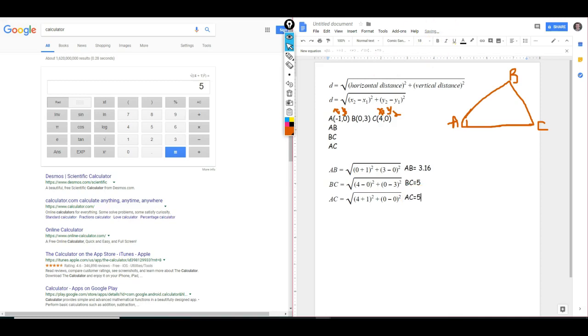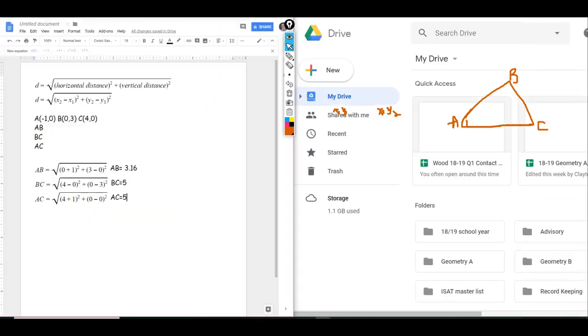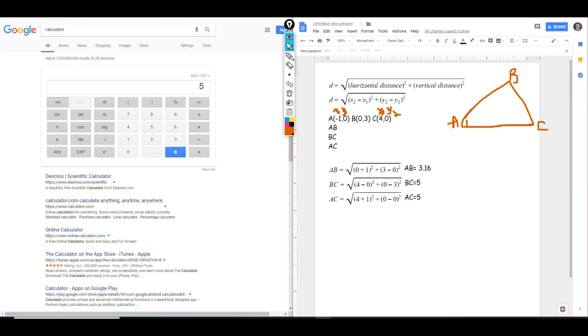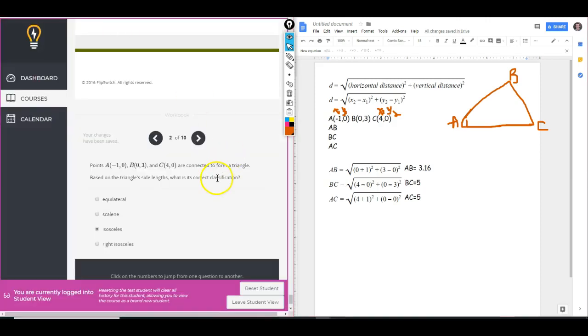Again, if you notice, we ended up with the same side lengths, 5 and 5 and 3.16. So there's two different tools that you can use in order to solve for this question. I showed you both. If you want to use GeoGebra, that's totally fine. Please just rewatch the beginning of this video and step through it or play around with GeoGebra till you figure it out. So those are the tools that I would use to help for this one.